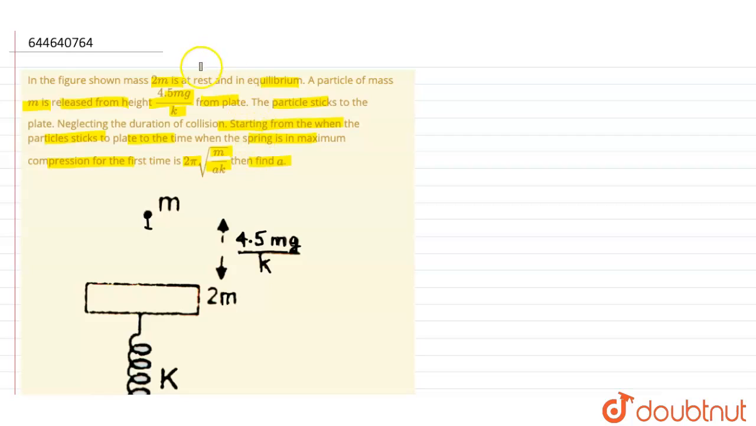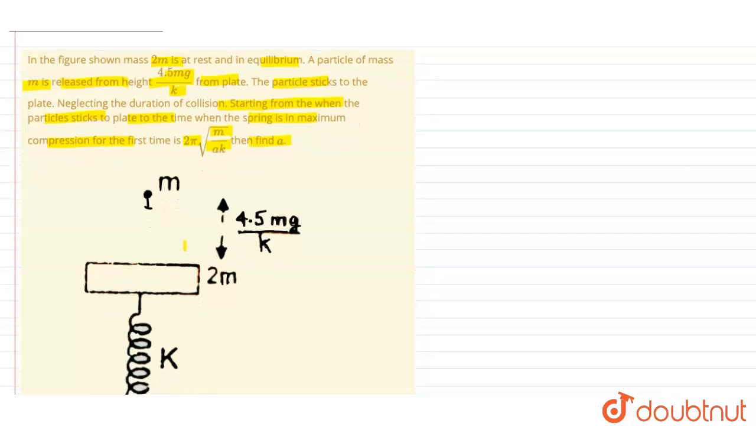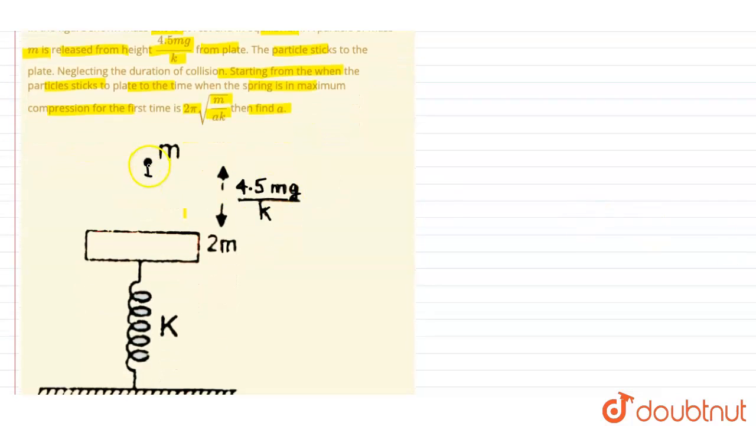Understood? Now first of all, we have given that this 2m is at rest and at the equilibrium position, but here the spring is in the compressed position. And we have a particle of mass m which is moving downward. We know that whenever a particle is moving downward, it basically performs free fall, so V will be root of 2gh.